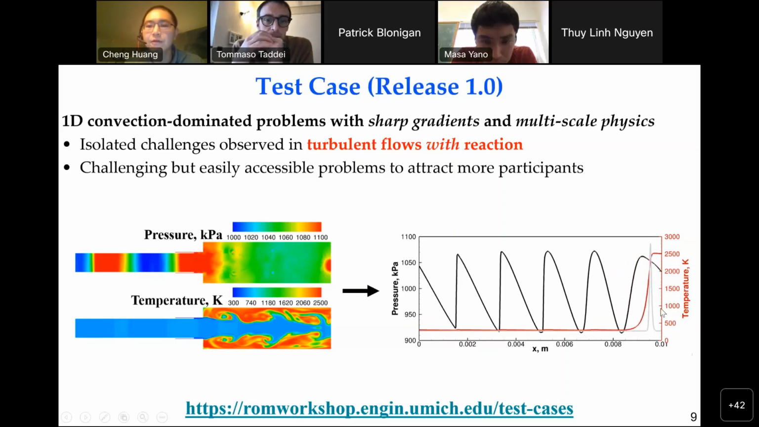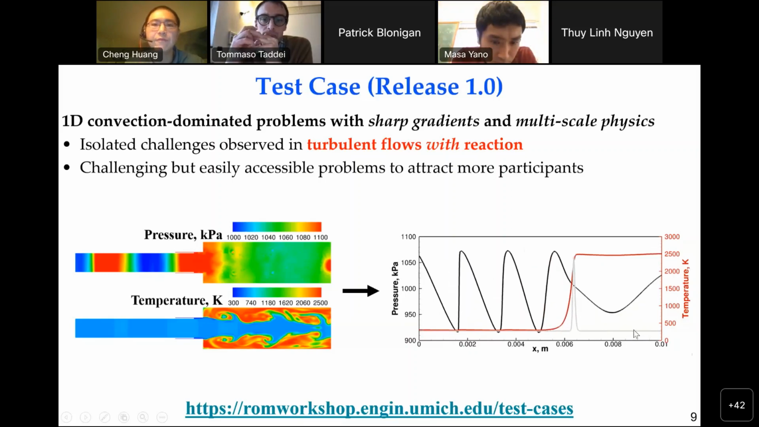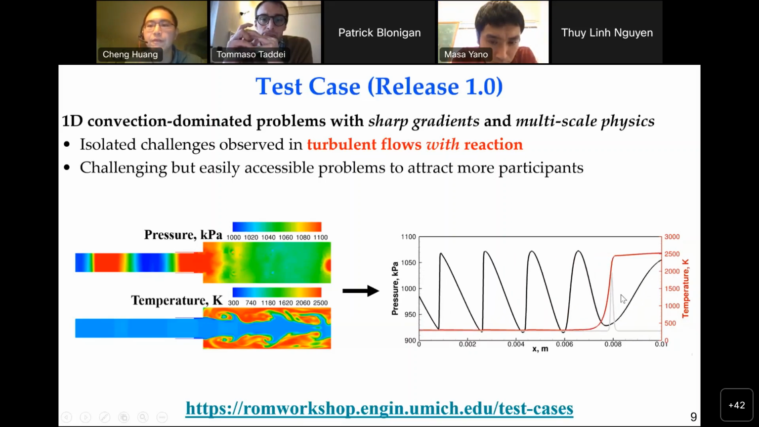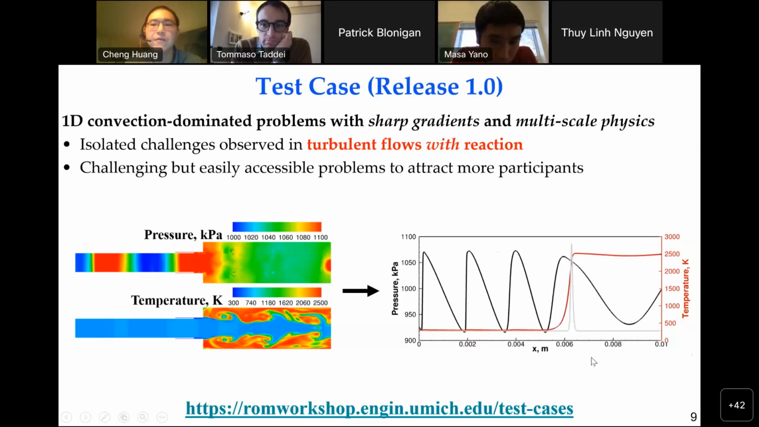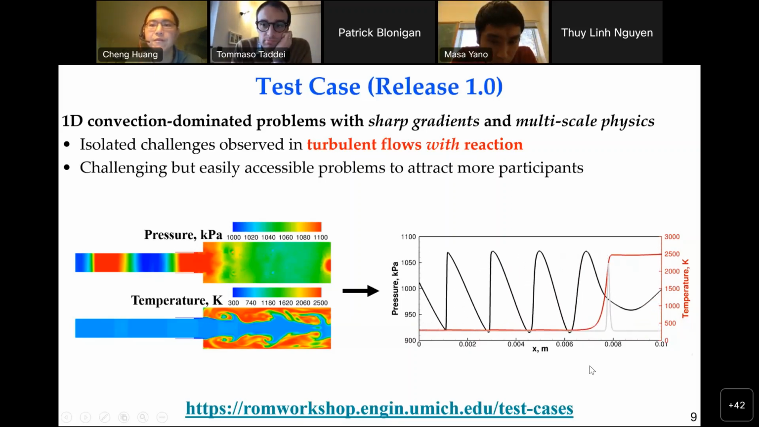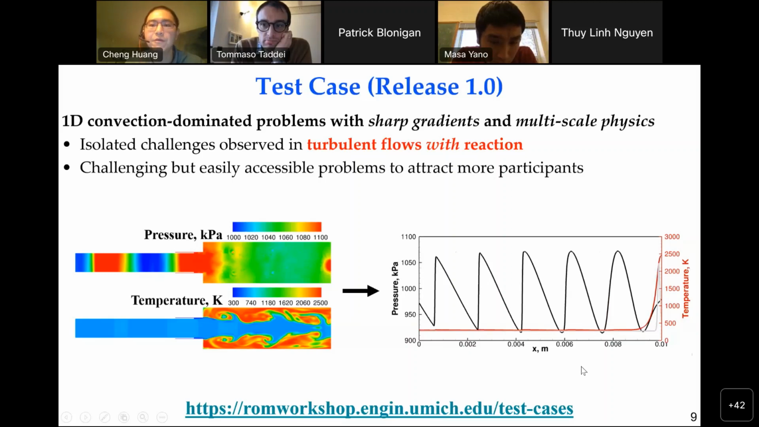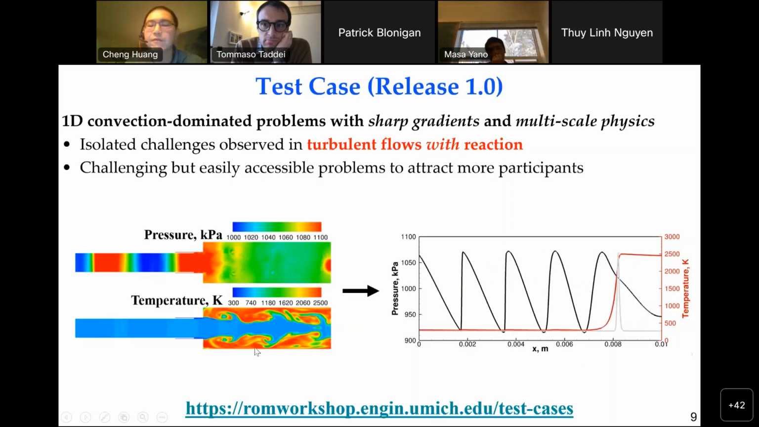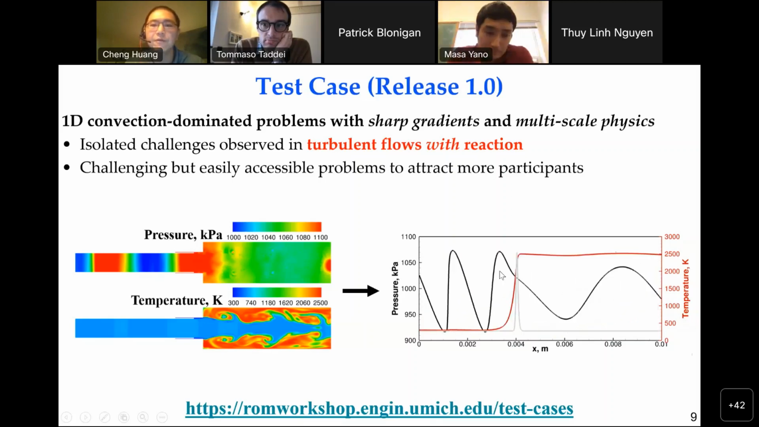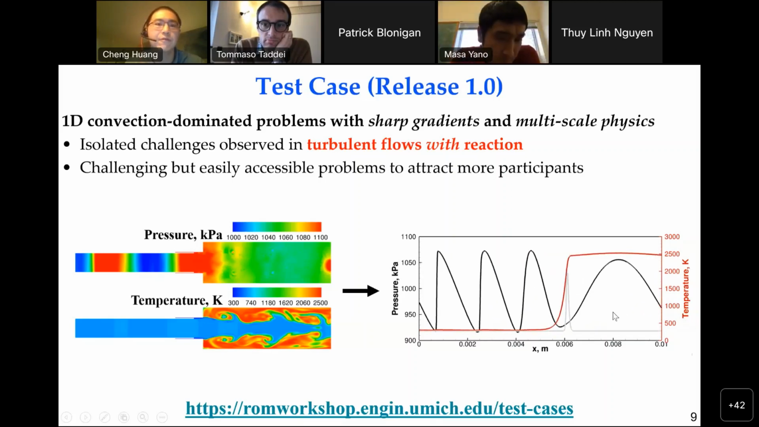And also you have the heat of reaction represented by that sharp peak in the green line here. This indicates where the reaction happens. So the first thing is that we are trying to mimic hundreds of flame advection problems in just this one-dimensional advection problem.